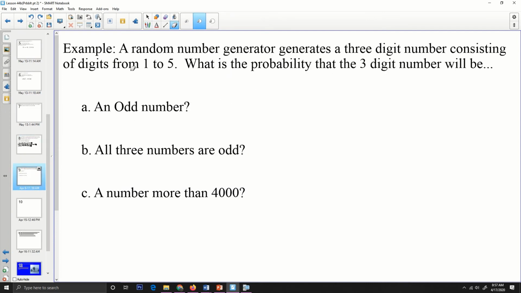All right, so my second example: a random number generator generates a 3-digit number consisting of digits from 1 to 5. What is the probability that the 3-digit number will be A, an odd number, B, all 3 digits are odd, C, a number more than 4,000? Okay, so first off, let's talk about total outcomes.